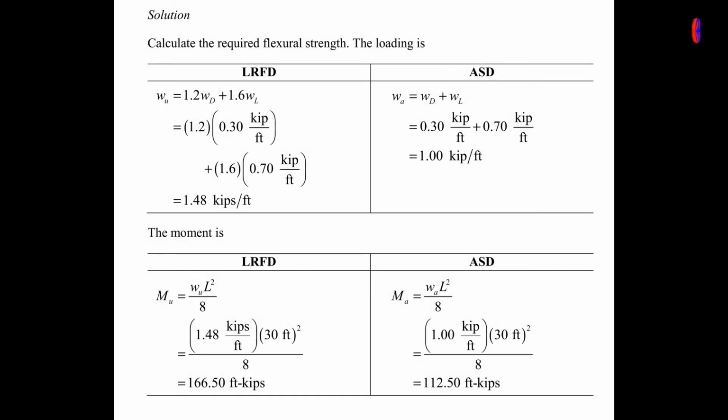Solution. Calculate the required flexural strength. The loading is: for LRFD, the ultimate factored load is 1.2 times dead load, plus 1.6 times the live load, and this is equal to 1.48 kips per foot. For ASD, the allowable load is 1 times dead load, plus 1 times live load, and this is equal to 1.0 kips per foot. Computing the moment.